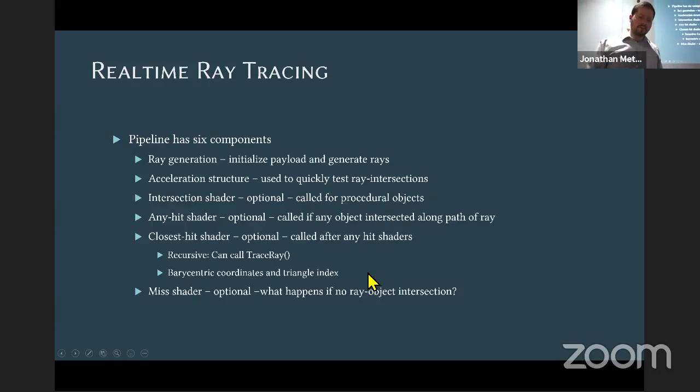The other thing they'll do is barycentric coordinates and a triangle index. We're going to talk about triangles on Wednesday, so we'll get an idea what barycentric coordinates are, but they're very handy in ray tracing. And then a miss shader is, well, what happens if we didn't hit anything? This is our way of just saying, let's hit the sky, for instance. So some kind of object externally.